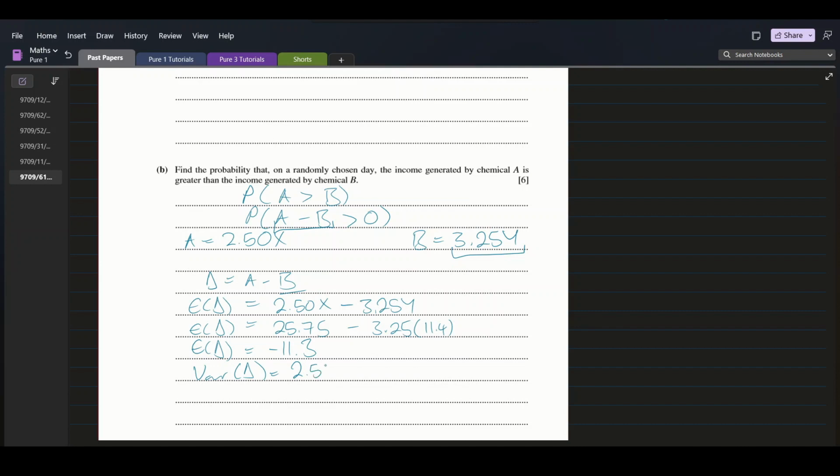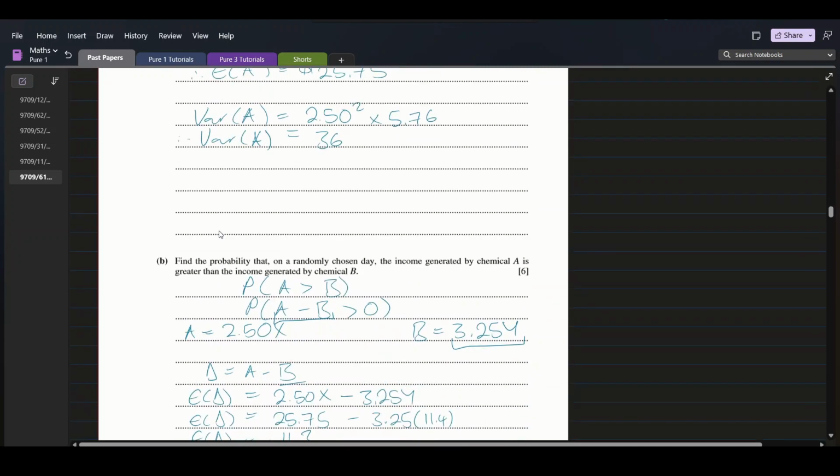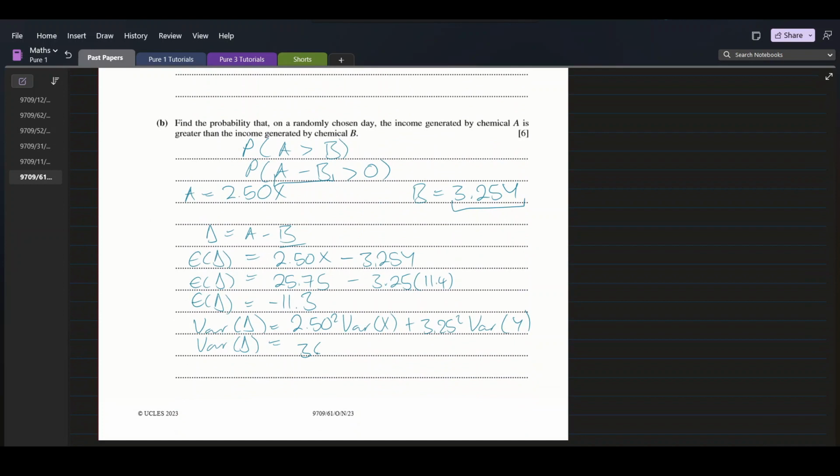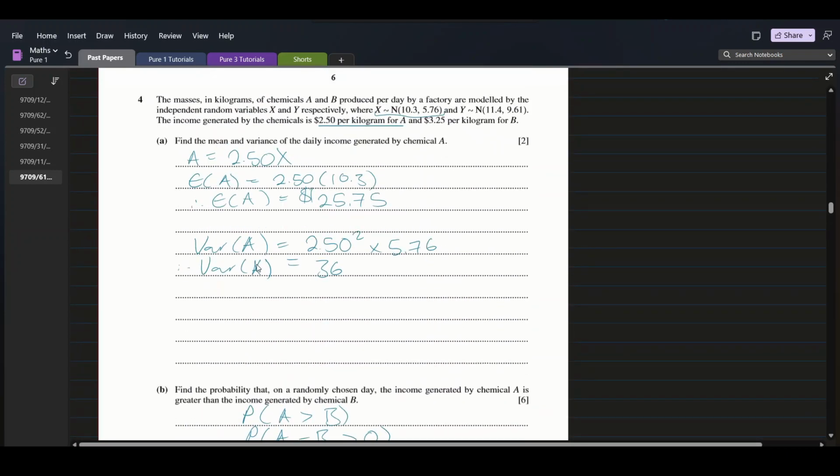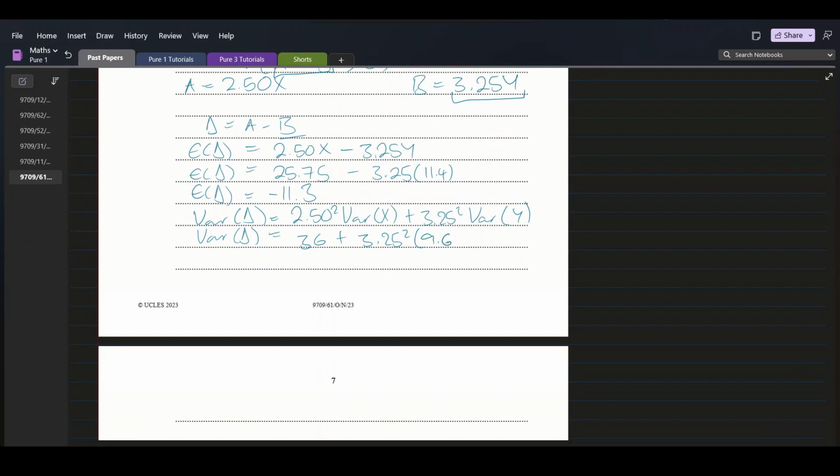That's equal to 2.50 squared times the variance of x plus 3.25 squared times the variance of y. Remember that variance is always positive. So var of D is equal to 2.50 squared times var of x. We calculated that in part A and it gave us 36. So that's 36 plus 3.25 squared times the variance of y, which is 9.61. Let's punch this into our calculator. That is 36 plus 3.25 squared times 9.61, and that gives us 137.50. I'll give this correct to 4 decimal places.